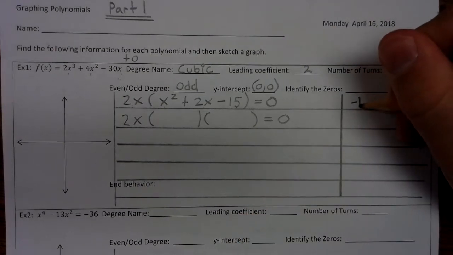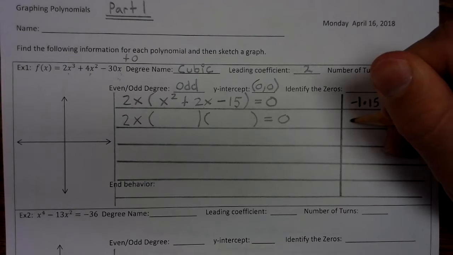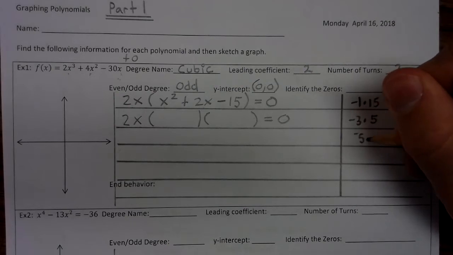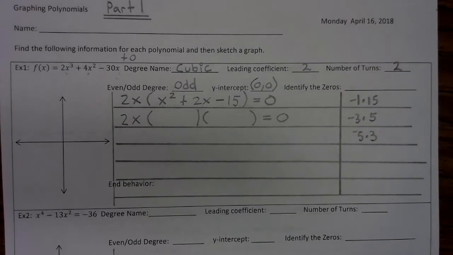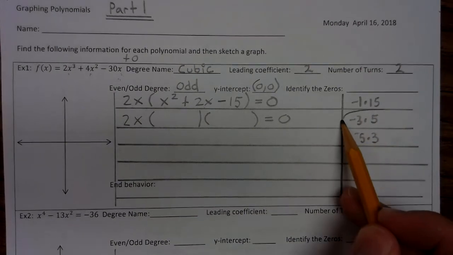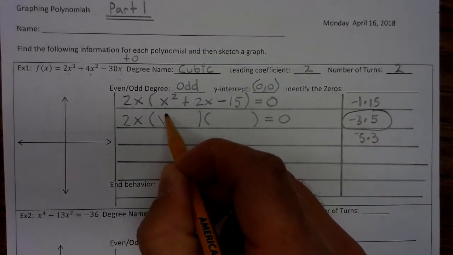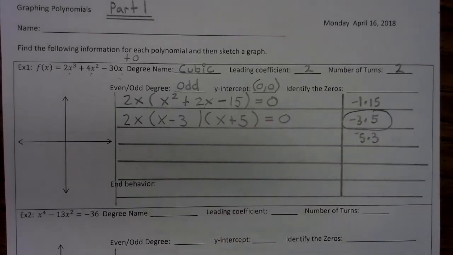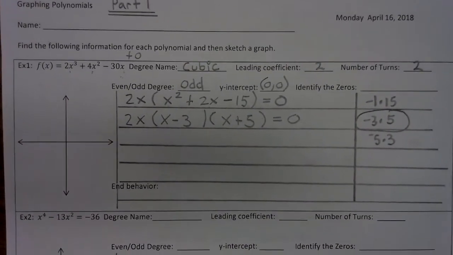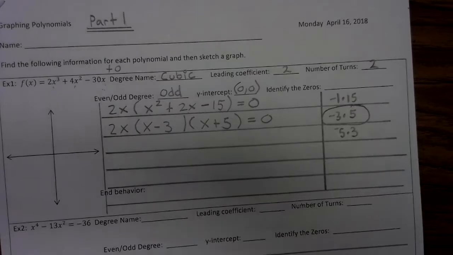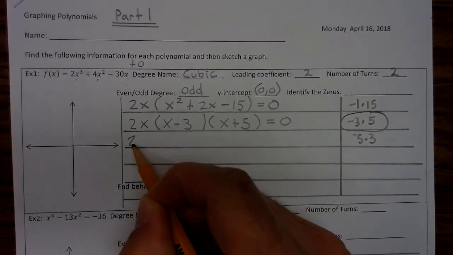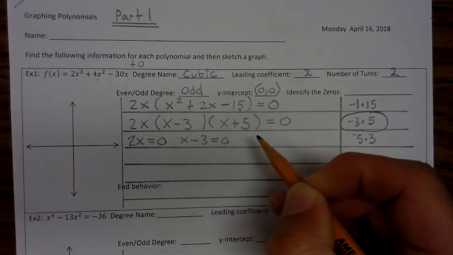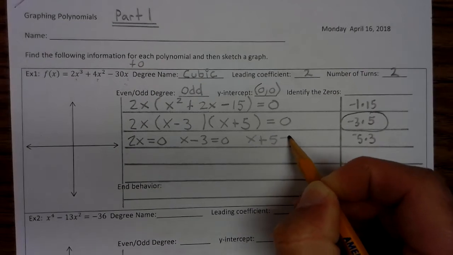So we know negative 1 times 15. Negative 2 doesn't work. Negative 3 times 5. Negative 4 doesn't work. Negative 5 times 3. So we're looking for the combination that makes a positive 2. So this is this combination. So our factors are x minus 3, x plus 5. So now we set each of those factors equal to 0. So 2x equal to 0, x minus 3 equal to 0, x plus 5 equal to 0.